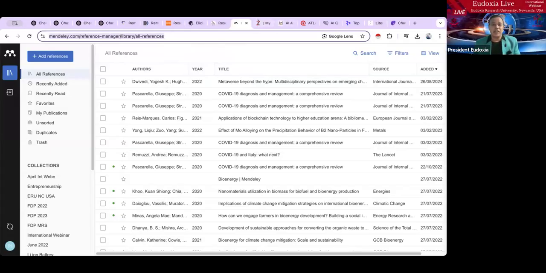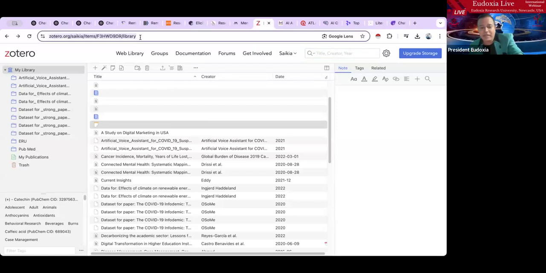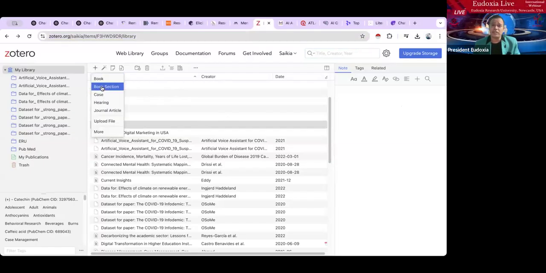Zotero is another similar platform. I am sharing with you my Zotero library. Here we go, and you can go for that one. So what is there in Zotero, and why is it somewhat different? Well, because you have the identifier, you can use the book section, case, hearing. You can add these things and upload them. Similarly, you can go for group, documentation, forum, etc.